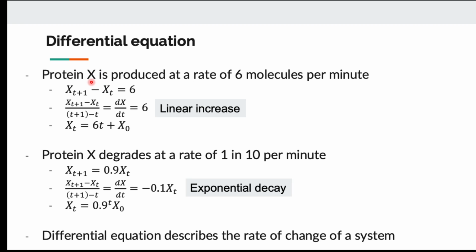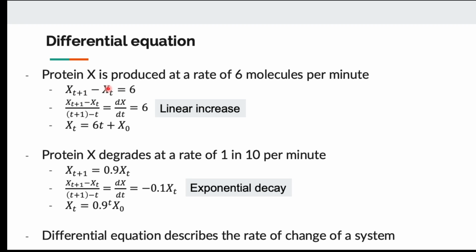Let's say we have a protein, and we want to model the dynamics of this protein. We might say that this protein is being produced in the cells at a rate of 6 molecules per minute. So it's simple. The cells just keep translating RNA into protein at a rate of 6 molecules per minute.